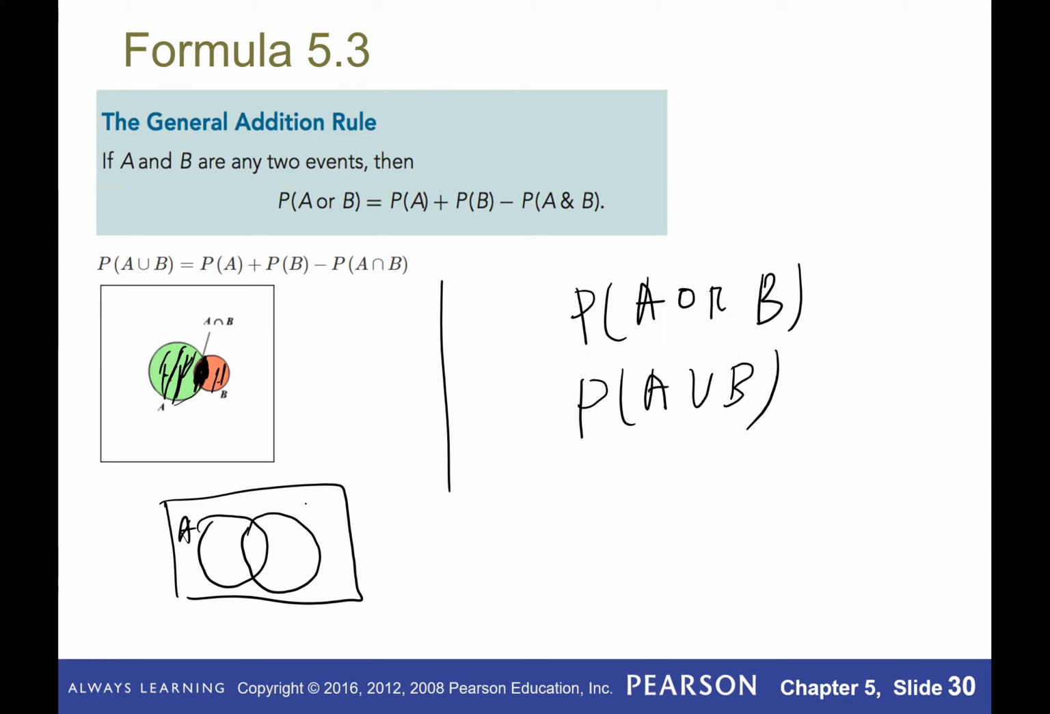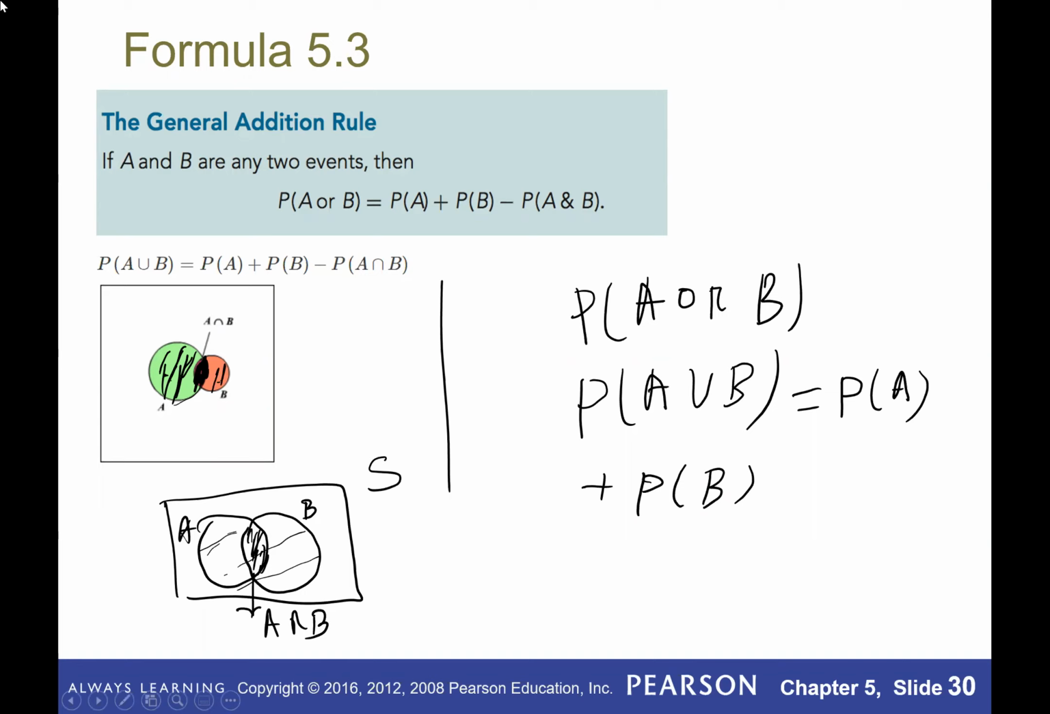This one is A, this one is B, and this is the sample space. And this part is the intersection, A intersection B. Now, this can be written as probability of A plus probability of B. Now the question is, is it correct? Is the probability of A union B, the probability of this region, equal to the probability of A plus the probability of B? What do you think?